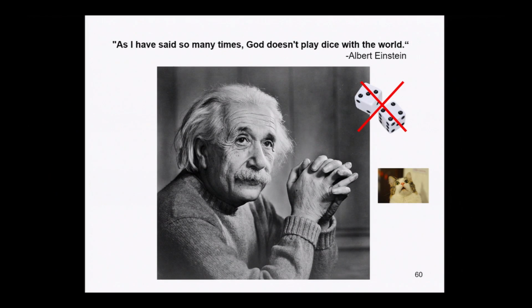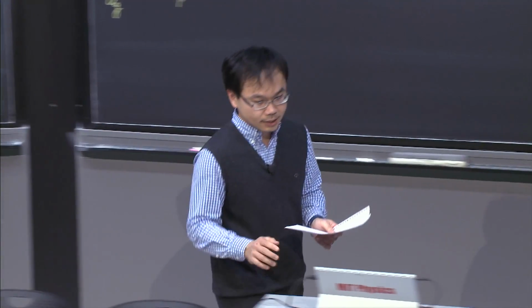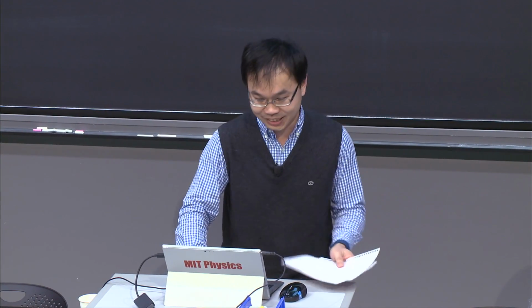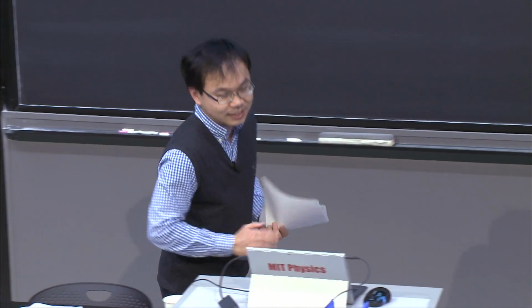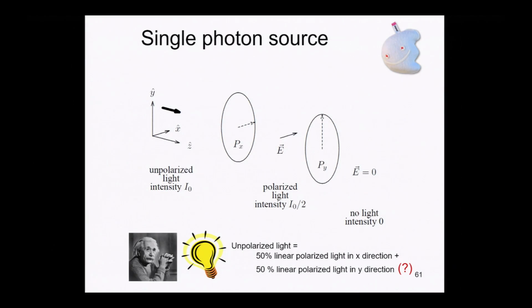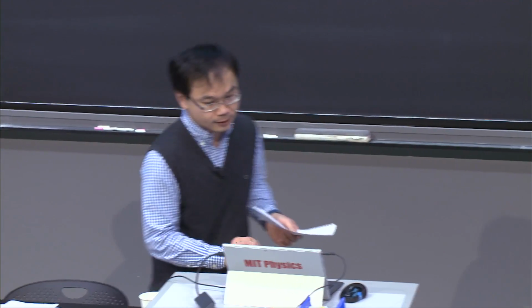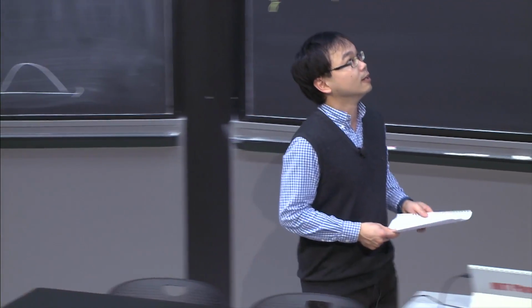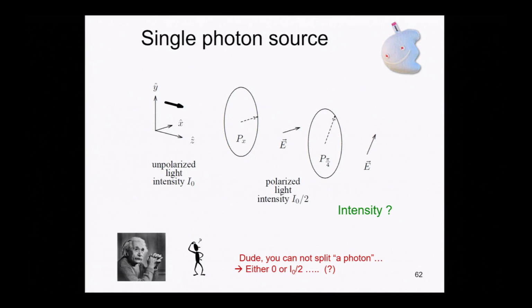So finally, we talk about the connection to quantum mechanics. So Einstein already told us, I have said so many times, God doesn't play dice with the world. But what we found is that there are two very interesting things. The first thing is that if we have a single photon source, and basically if we don't play dice, we cannot explain the intensity after this single photon source passes through two polarizers.